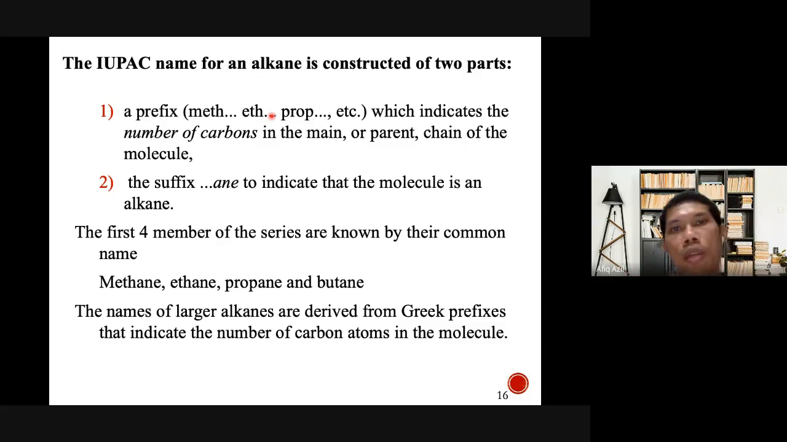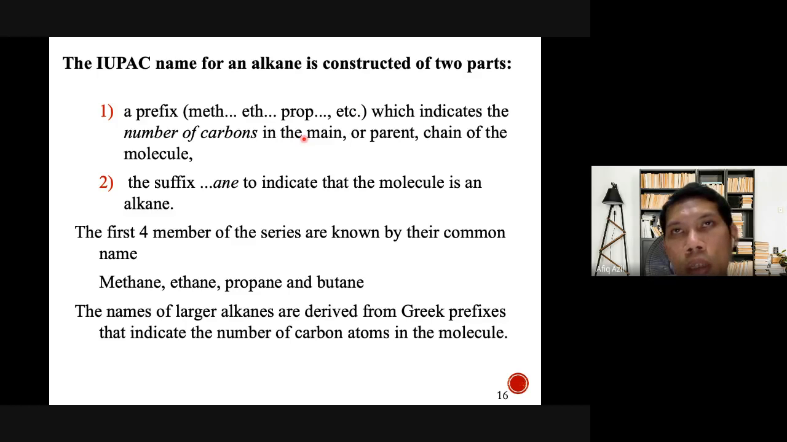The IUPAC name for an alkane is constructed of 2 parts. The first is what we call the prefix, which is the name in front, and also the suffix, which is the -ane. The prefix tells you the number of carbons present in that particular alkane. The first 4 carbon numbers are given as meth, eth, prop, and but, meaning methane, ethane, propane, and butane.